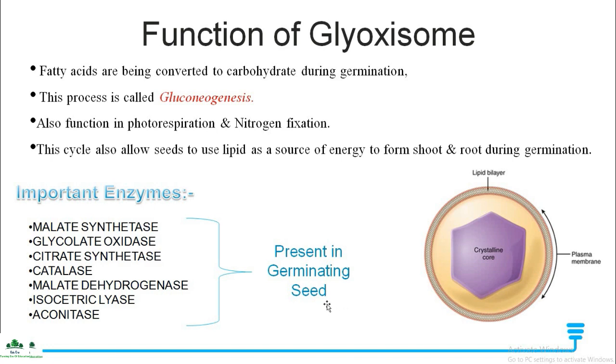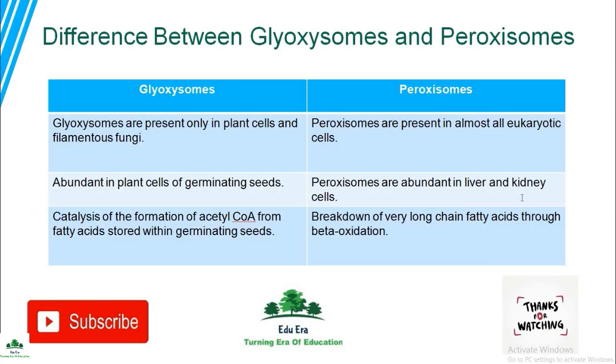The differences between glyoxysomes and peroxisomes are as follows. Glyoxysomes are present only in plant cells and filamentous fungi, but peroxisomes are present in almost all eukaryotic cells. Glyoxysomes are abundant in plant cells of germinating seeds, while peroxisomes are abundant in liver and kidney cells. Glyoxysomes catalyze the formation of acetyl coenzyme A from fatty acids stored in germinating seeds. On the other hand, peroxisomes break down very long chain fatty acids through beta oxidation.